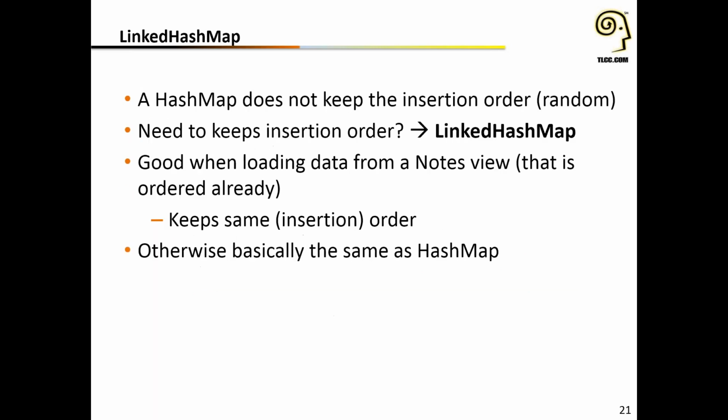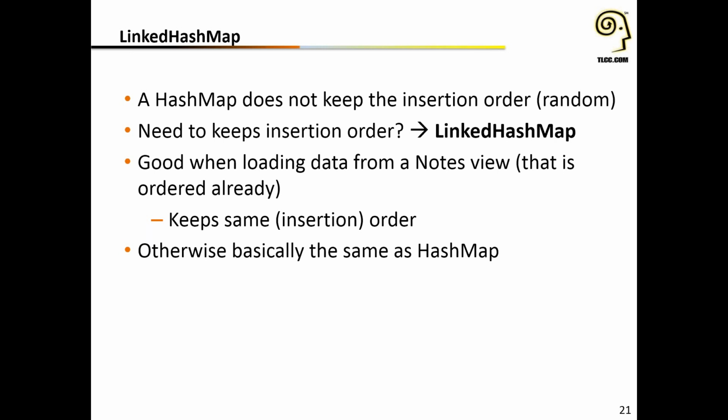So just a little more on hash maps. Continuing onward, a linked hash map is like a hash map, but a hash map doesn't maintain the insertion order. A hash map will be a random order of the data. So if we do need to keep the insertion order, we want to use a linked hash map. Well, why would we use that? Well, we already have views that are sorted, and we want to keep that same sorting. Then we want to put our data into a linked hash map.